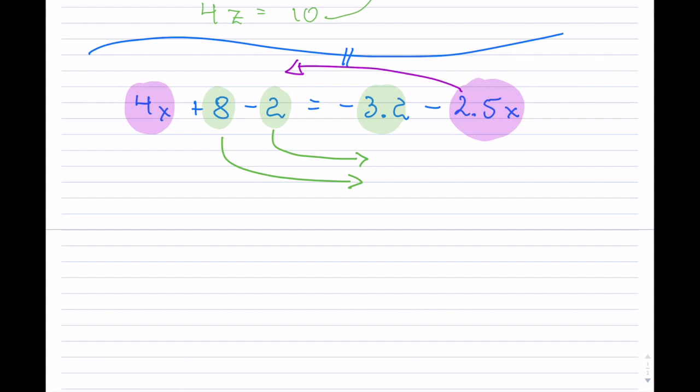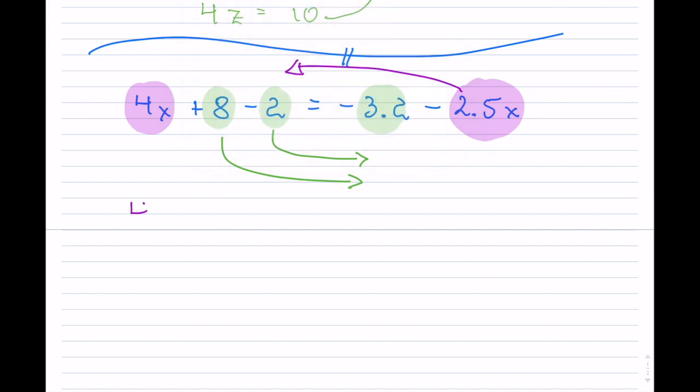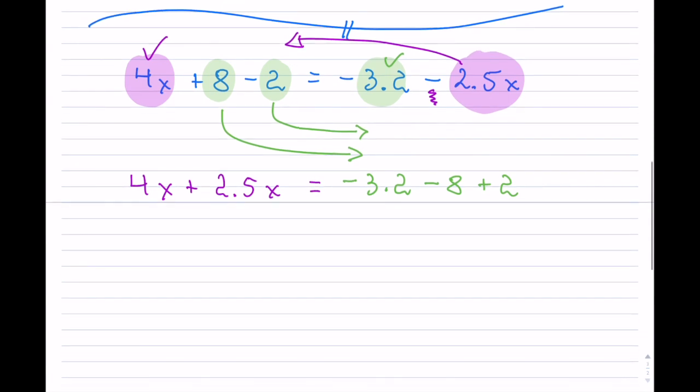Now remember, when you shift something over, the sign will change. So I have now 4x, it stays on this side. The negative 2.5x will change now to a positive 2.5x equals, and now all my numbers: negative 3.2 stays. The 8 will get shifted, notice the sign changes, and the 2 gets shifted, and notice the sign changes. This is collection of like terms. Now I have only the variables on the left, and I have all my numbers on the right.